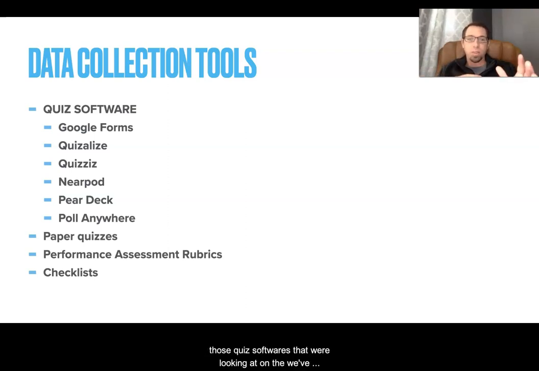Those quiz softwares that we've talked about: Google Forms, Quizalize, Quizzes, Nearpod. There's a ton of digital tools out there. You can use paper quizzes, you can use performance assessment rubrics and checklists. There are so many ways to assess students' understanding, and so many tools that you can use to collect that data, that you need to use what is best for you in your learning situation.